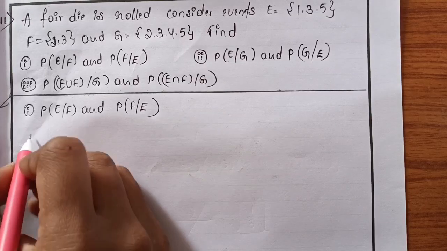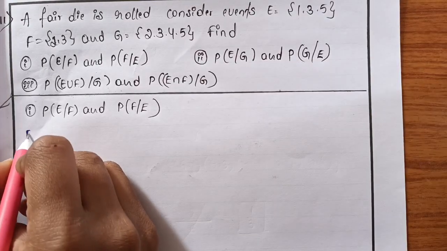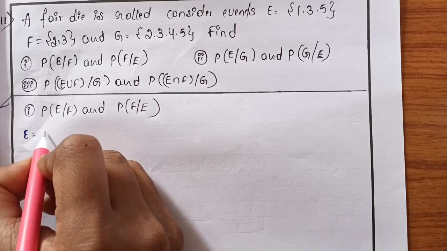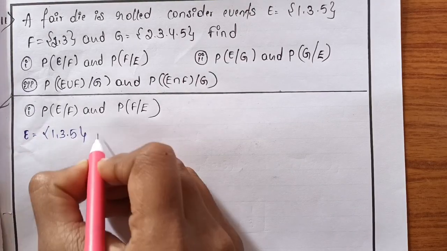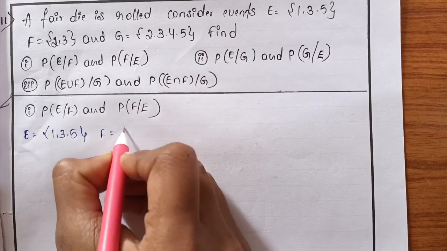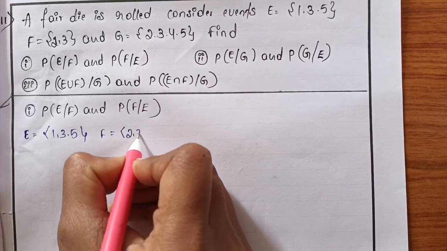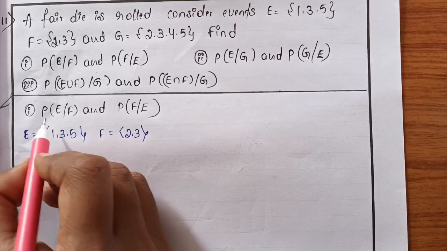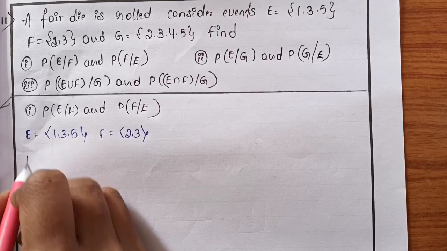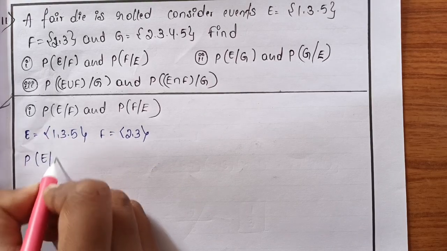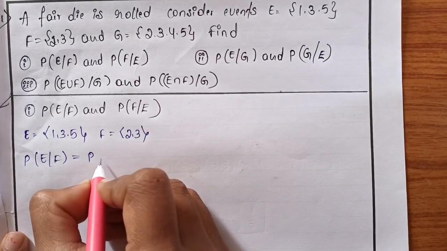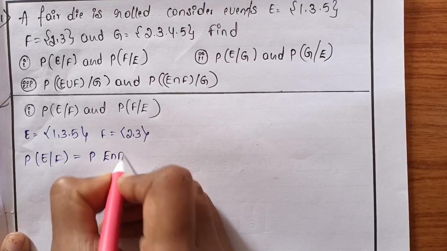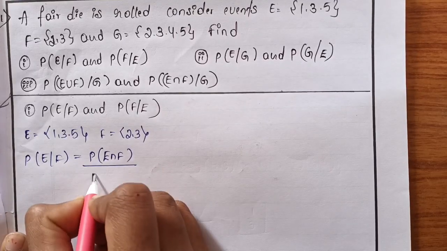First we write what is the value of E. E equal to 1, 3, 5 and F is 2, 3. What is the formula of probability of E by F? Probability of E by F equal to probability of E intersection F divided by probability of F.